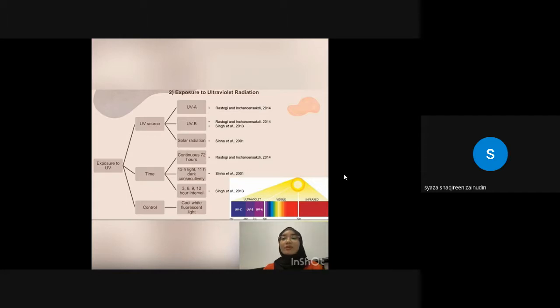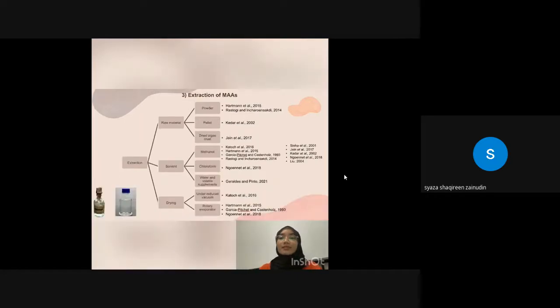However, exposure with time intervals of 3, 6, 9, and 12 had also been recorded. And for all the previous studies, full white fluorescent light was used as control. Then, in the extraction process, the raw material can either be in powder, pellet, or dried algae crust form. And mostly the cells will be centrifuged before proceeding with any further action. Then the cells will be resuspended in solvent for extraction before undergoing sonication.